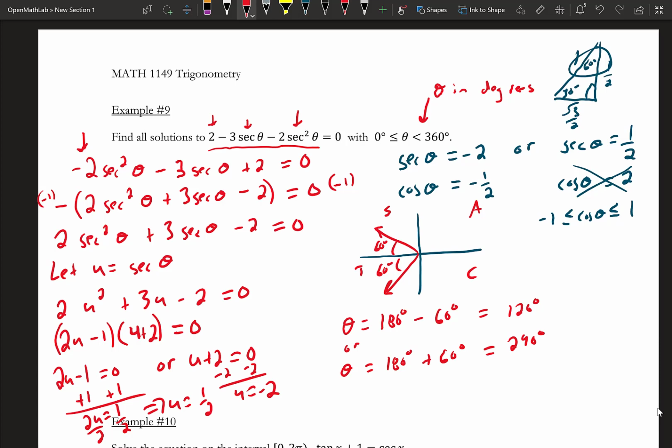Both of those check out, and secant is defined at those two values. So my solution set is 120 degrees and 240 degrees.